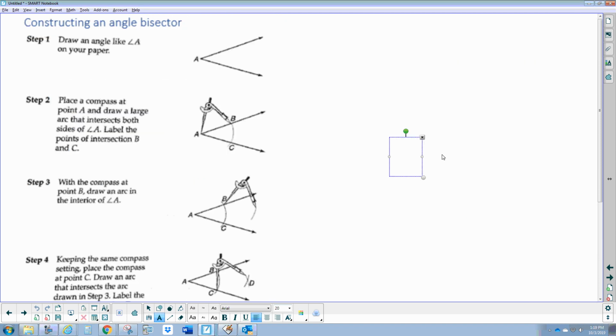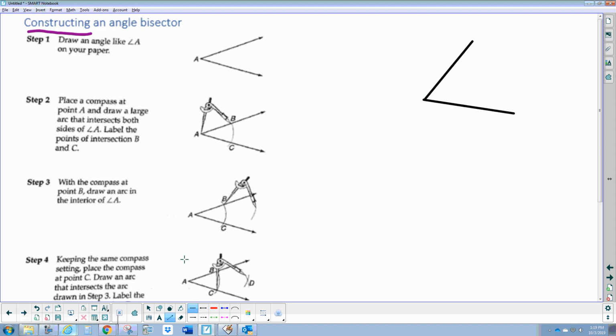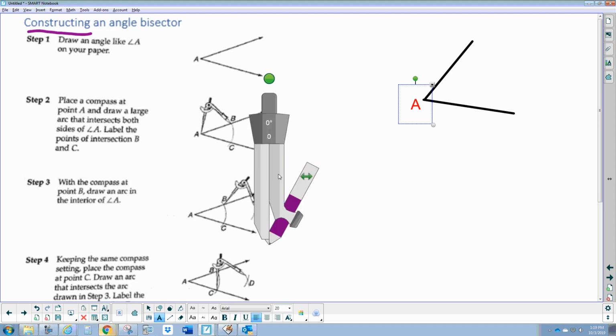Okay, and then our last section is constructing an angle bisector. So in this one, you're constructing, so you're only going to use your compass and a straight edge. So the first step here is to draw an angle, and it can be any size angle. Okay, so I'm going to draw that angle, and I'm going to label the vertex A. The second step says to place a compass at point A and draw a large arc that intersects both sides of A. And we're going to label those points B and C.